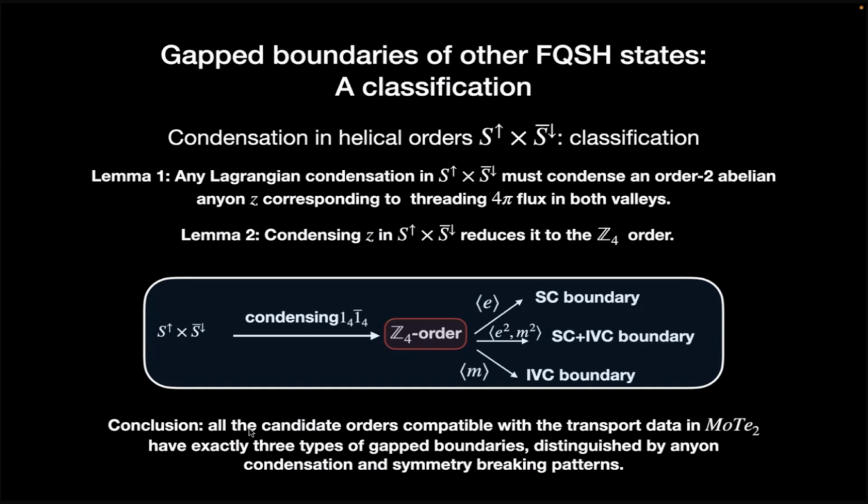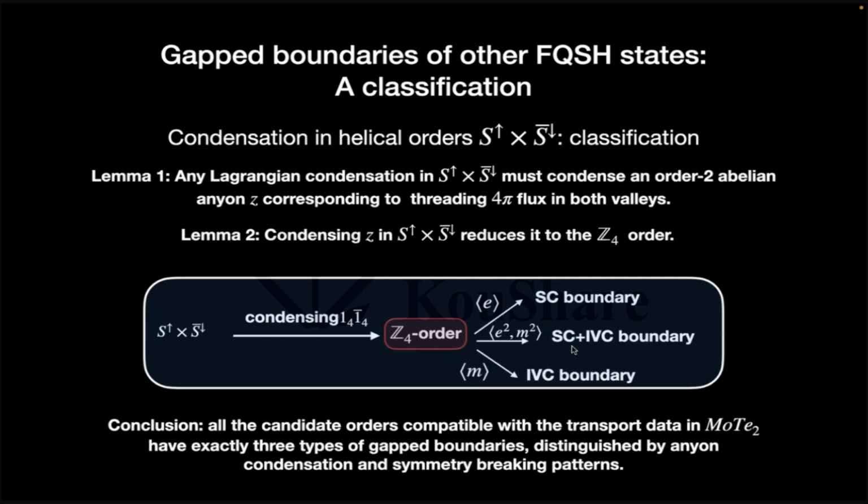So essentially, for all the possible fractional quantum spin Hall states compatible with the transport data, you can either have a superconducting boundary, an intervalley coherence boundary, or a boundary that breaks all the symmetry. Here the transport data means the charge Hall being 0 and the spin Hall being 1/2.